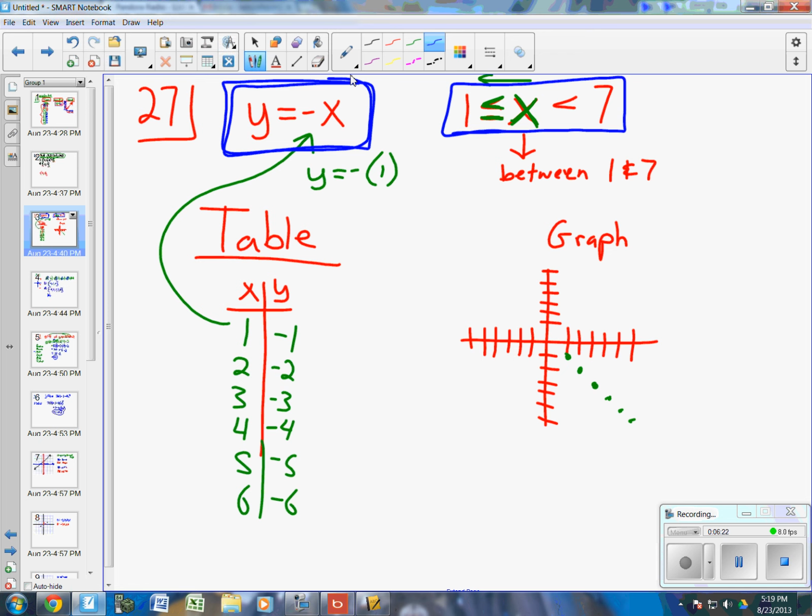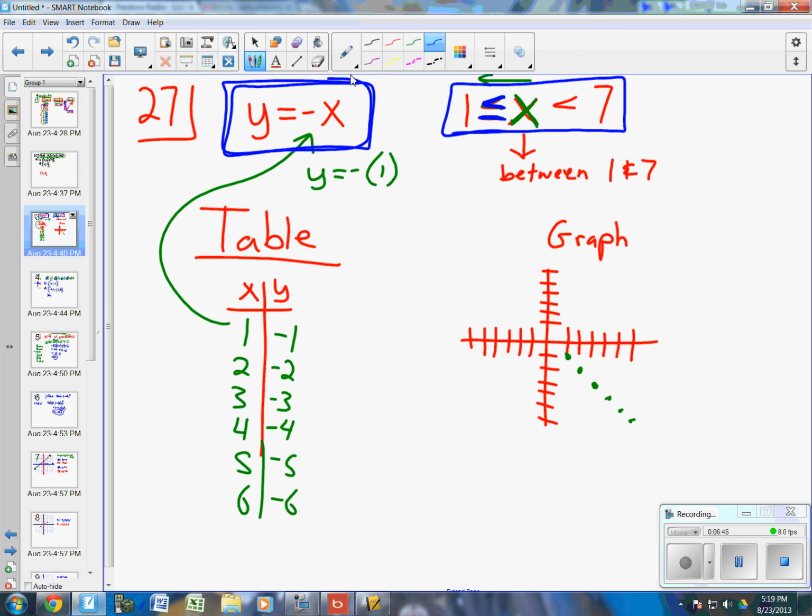But it also includes the number 1 because we have this equal sign underneath the less than sign. So that says 1 is less than or equal to x, or if you read it right to left, it would be x is greater than or equal to 1. So we have all the integers between 1 and 7, including 1.